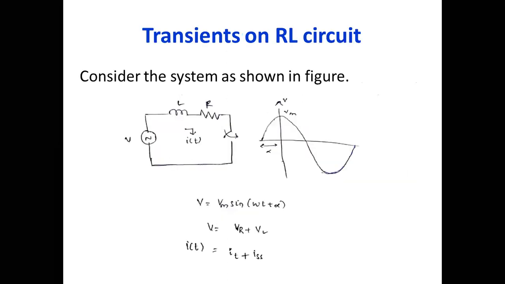Now the second one. We again have transmission lines and synchronous machines. The maximum occurrence of three phase faults is in transmission lines or in synchronous machines. That's why it is also very important to study the transients in an RL circuit. Now consider the system as shown in the figure. Please draw this figure. Here I am considering an RL circuit, and the switch is open at t equal to 0.